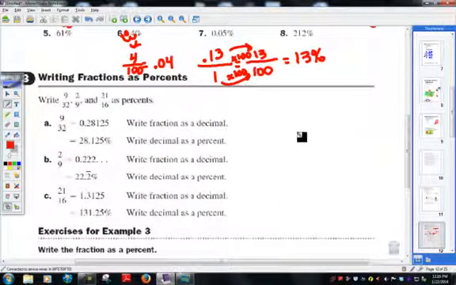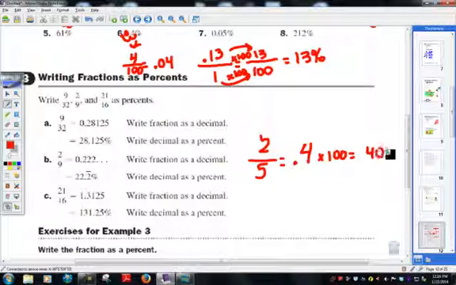Then turning fractions into percents, I just showed you how to do that. If I had a fraction, let's say 2/5, every fraction is a division problem, so 2 divided by 5 would give me 0.4. Then remember, to turn a regular number into a percent, we multiply by 100, which would make it 40%.